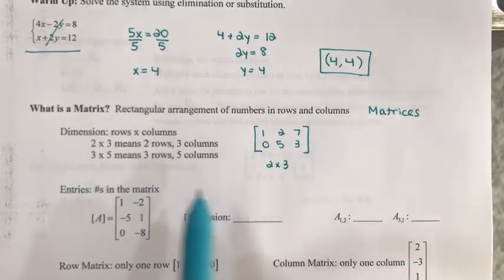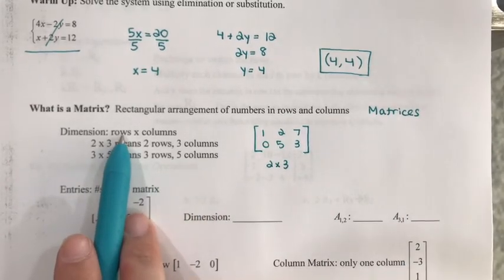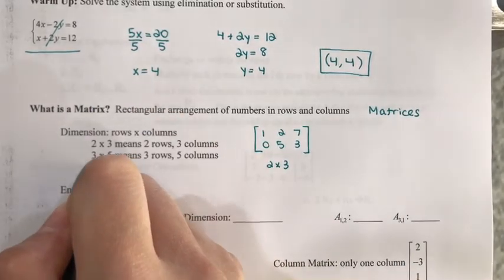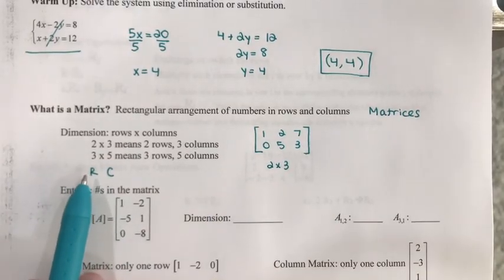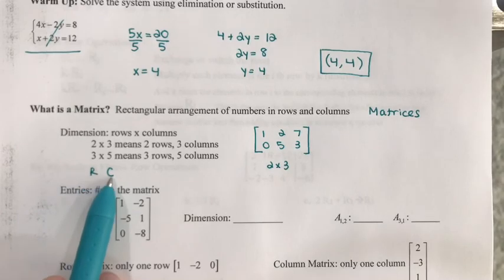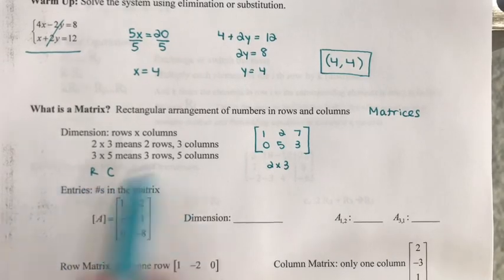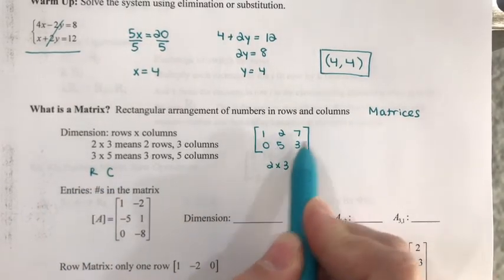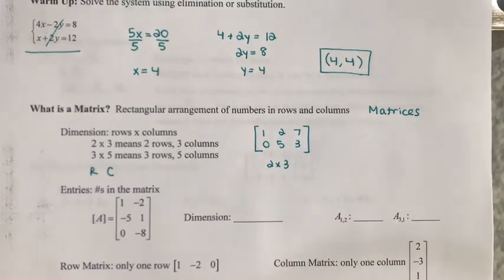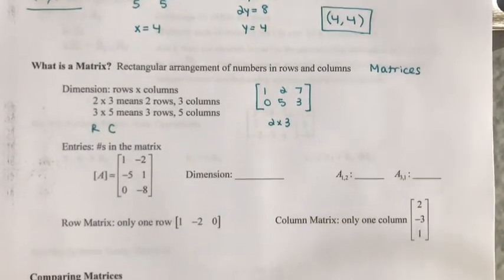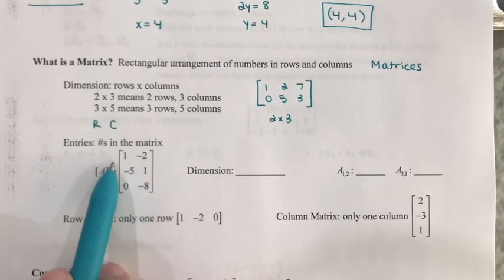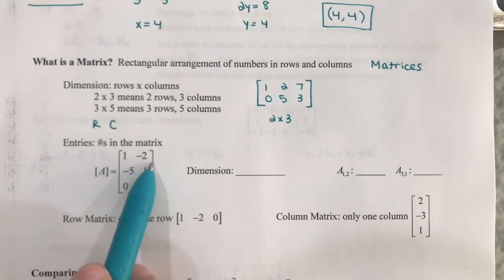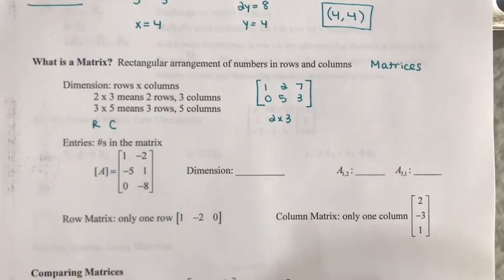I'm not going to draw that. You guys can picture it. But it always goes rows first and then columns. So always remember that it's always R, C in that order. Okay, so rows are horizontal, columns are vertical. Okay, so entries are the individual numbers in the matrix. So for example, 1 is an entry, -2 is an entry.